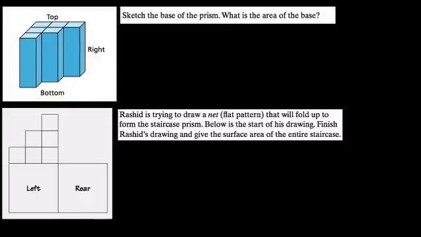Okay, so here we're told we have this prism and we want to know what the area of the base is, and we're told, I didn't post it here, that the area of each of the squares on top of the prism right here is 1 square unit. So let's say it's 1 foot squared, 1 inch squared, we don't know. So it's one unit squared, or a square unit. Okay, so what is the area of the base and how do we sketch it?